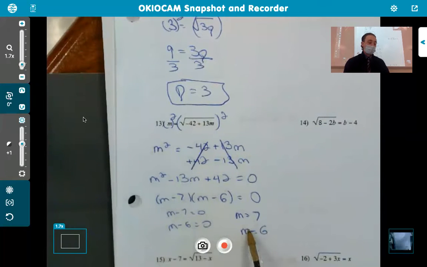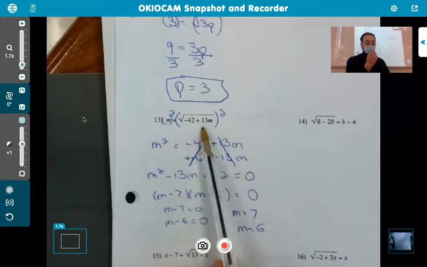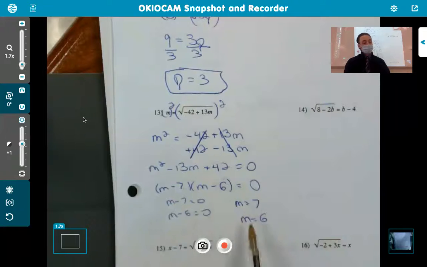Now, if you plug in 6, what's 13 times 6? Well, if 13 times 7 was 91, 13 times 6 is going to be what? 78. Right? So then negative 42 plus 78 is what? Love mental math. 36 is the square root of 36. So then 6 equals 6, right?